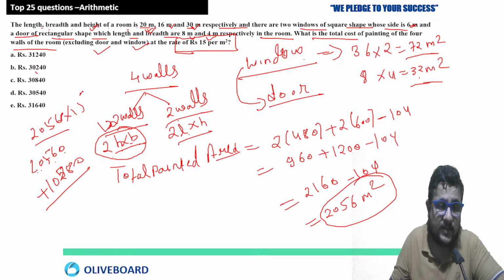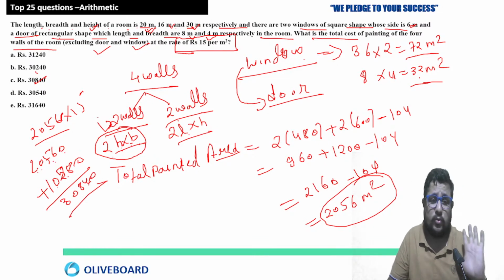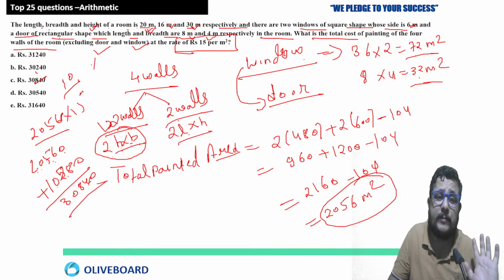Very good. The correct answer is going to be C, right? When you add 20,560 plus 10,280, so 30,840. Either you can multiply by 15 directly, but I told you just multiply 10, then multiply 5, and just add.